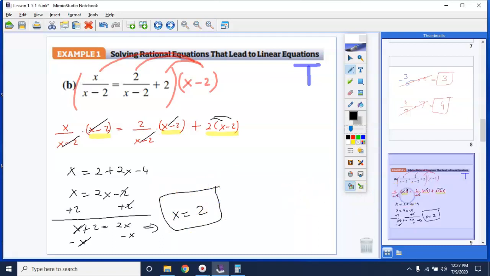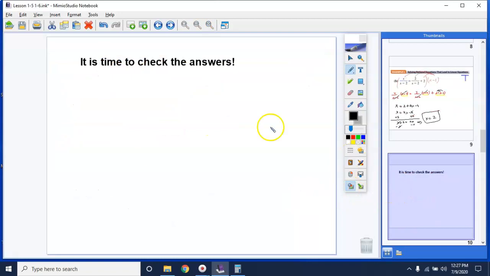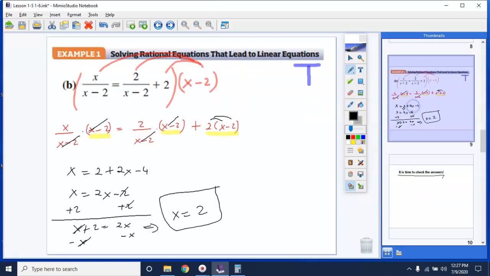But are we done or not? It's time to check my answer. So let's plug it back in. What do we get? Let me try to write over here so we can see better. 2 over 2 minus 2, I write 2 in for x.